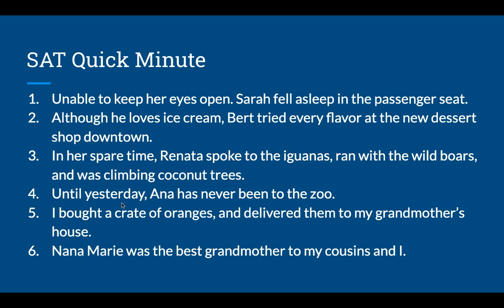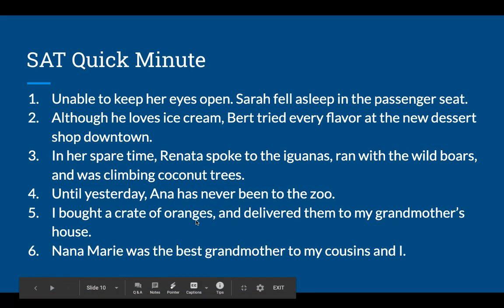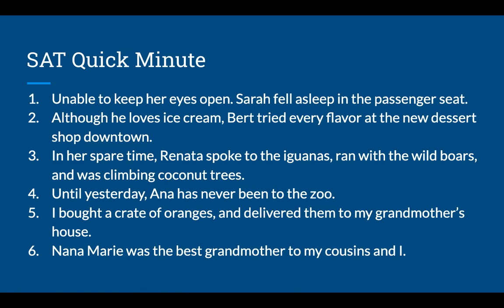So yesterday indicates a time in the past. Has is a verb that indicates present tense. So we want to make sure that we have a past tense verb that is connected to yesterday. Anna has is present. Anna had is past tense. So when we look at this yesterday, we know that this has to be past tense. Until yesterday, Anna had never been to the zoo. Choose the correct verb tense for the time.